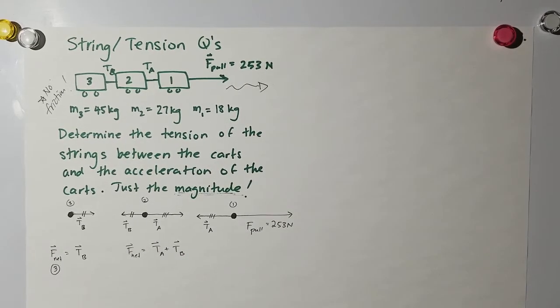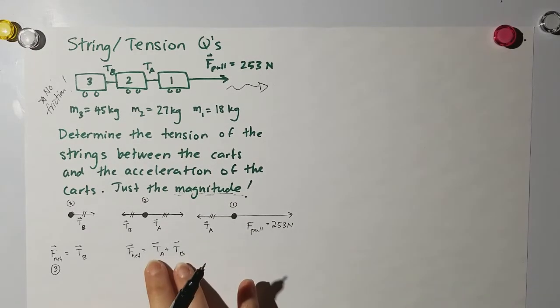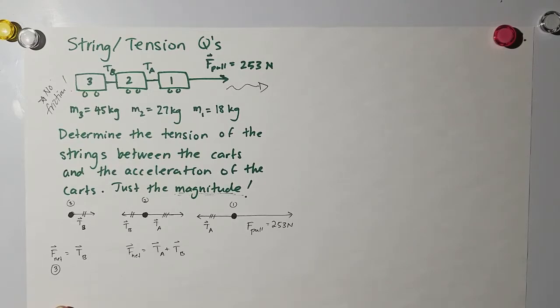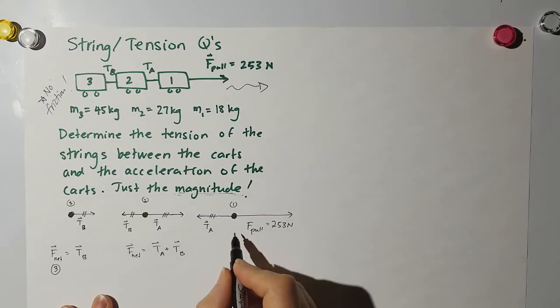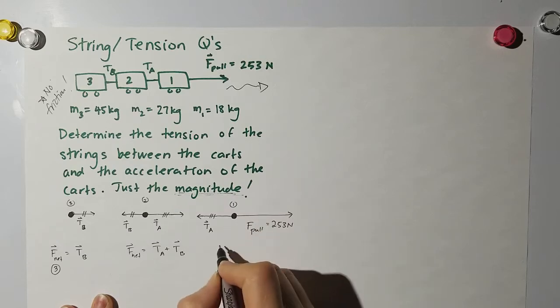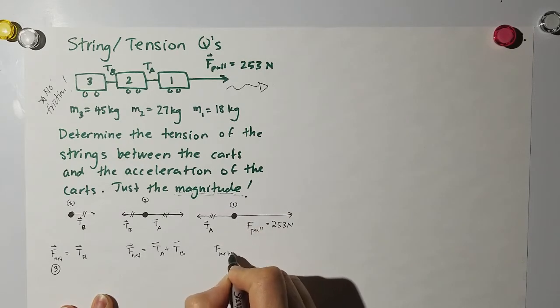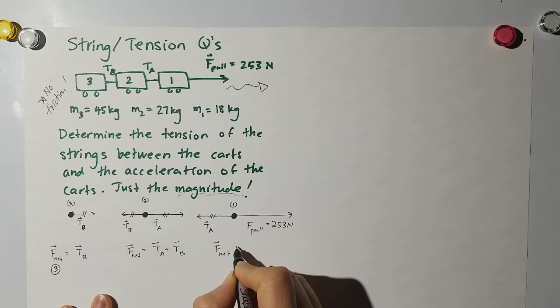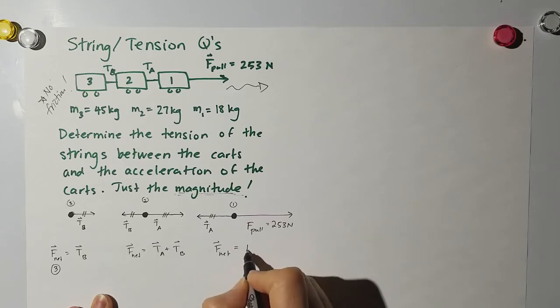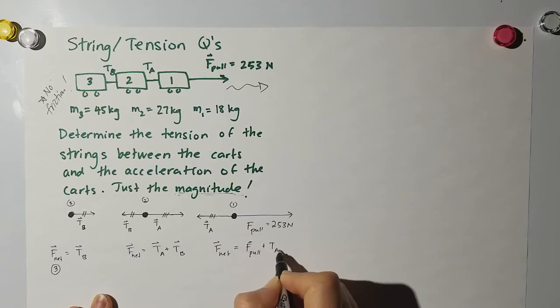Okay, I'm back. So these 2 tensions are the only forces that are causing the acceleration. All right, and let's do number 1. So we have F net on number 1. This is going to look like the F of the pull plus tension A.